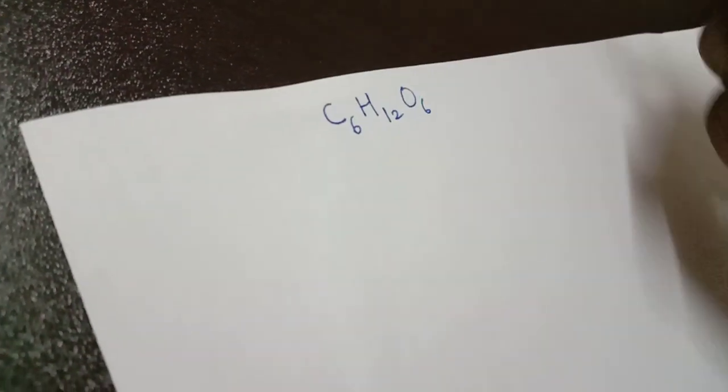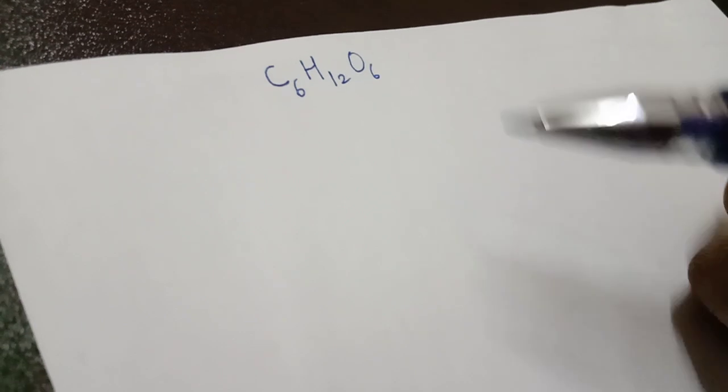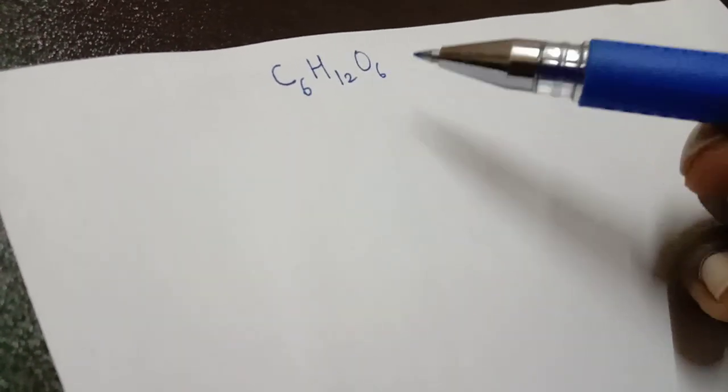In this video, you will learn how to draw the carbon chain for glucose. Glucose is a carbohydrate, a simple carbohydrate that is a monosaccharide. The molecular formula for glucose is C6H12O6. From this, you can see that glucose consists of 6 carbon atoms, 12 hydrogen atoms, and 6 oxygen atoms.